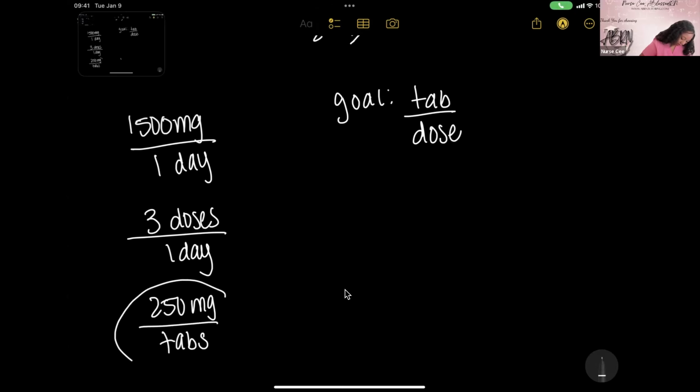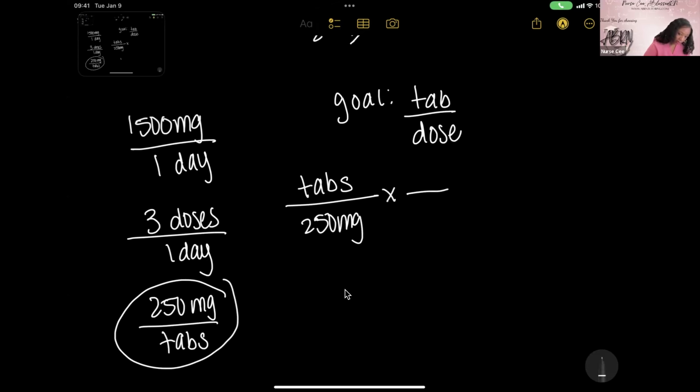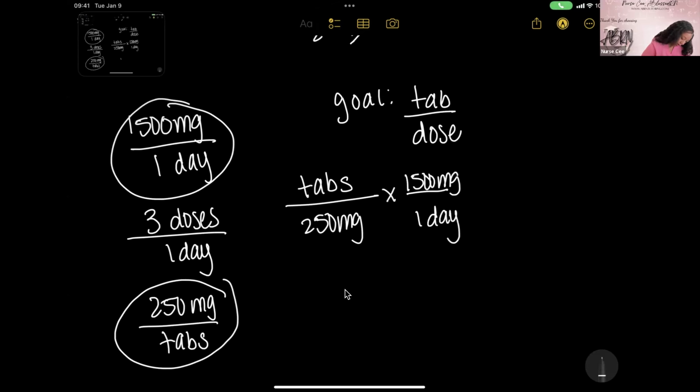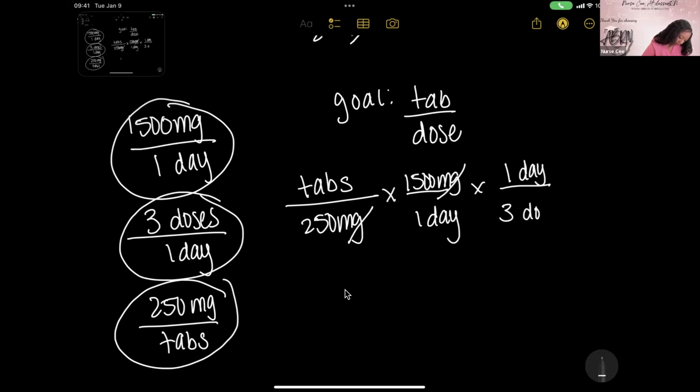We'll start with what we're looking for. So I'm going to flip this over and I'm going to put it at the top. So in one tab, you've got 250 milligrams. I've got milligrams on the bottom, so I need milligrams at the top. So that'll be this one, okay? 1,500 milligrams that you would give in one day. Your milligrams crosses out, and then in one day, we are to give 3 doses. So they cross out as well. So now you have tablet per dose.